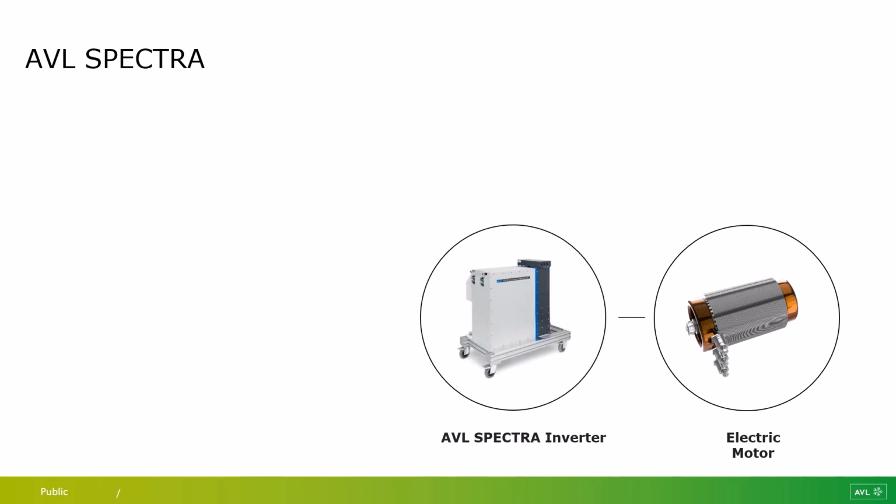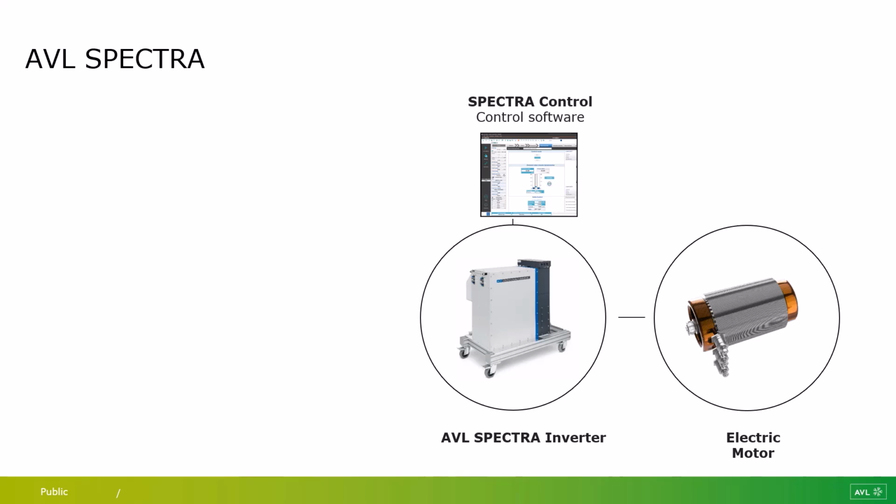The motor is connected to the AVL Universal Inverter, which is equipped with a control unit, the black box at the top of the inverter. Please don't confuse this with the Speedgoat real-time system that comes next. The control unit has a predefined set of motor control algorithms that can be used to validate the electric motor each time. The behavior of the control software is modified via parameters or lookup tables.